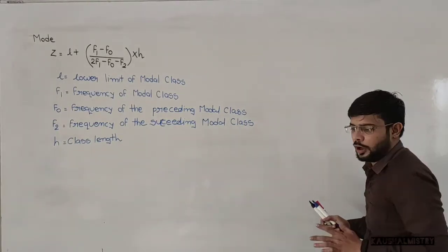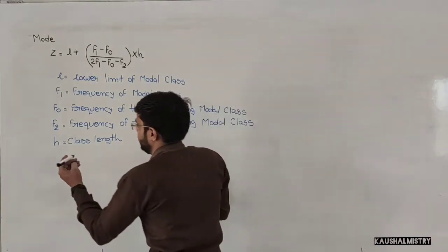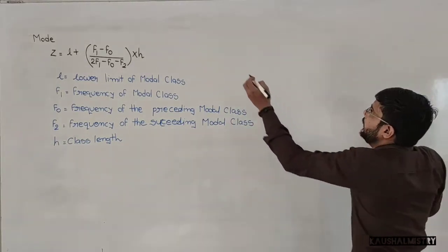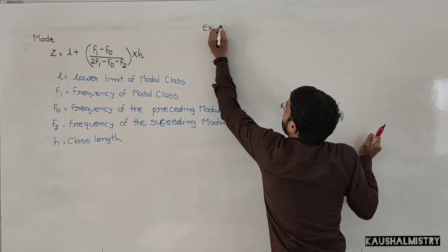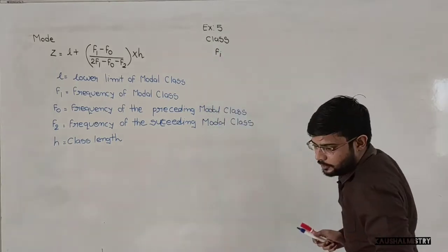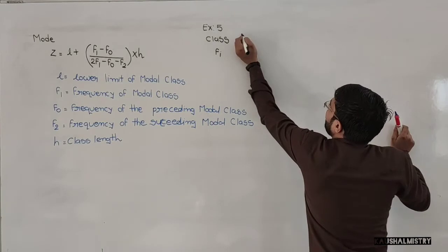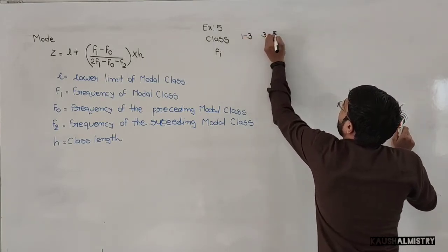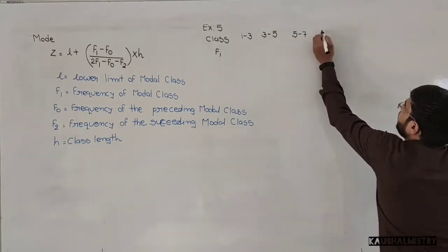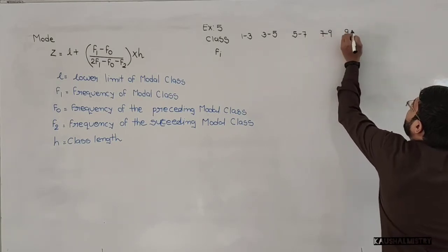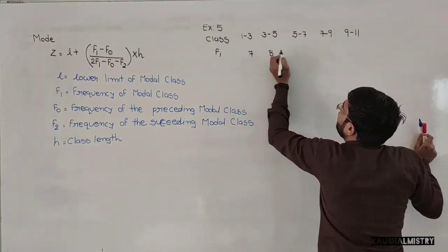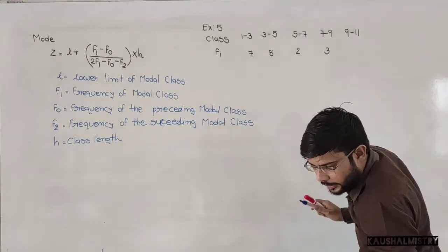Now we are going to solve example number 5. The data of example number 5 is given, that is class and frequency. The classes are 1-3, 3-5, 5-7, 7-9 and 9-11, and the frequencies are 7, 8, 2, 3 and 1.